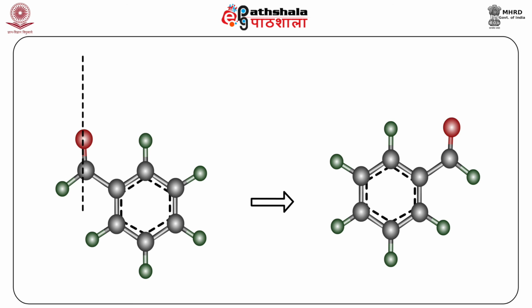Enantiotopic faces are also related by a symmetry plane, for example, the plane of the double bond in benzaldehyde as discussed above. The faces must not be interchangeable by operation of a symmetry axis. Here you can see the faces of benzaldehyde.